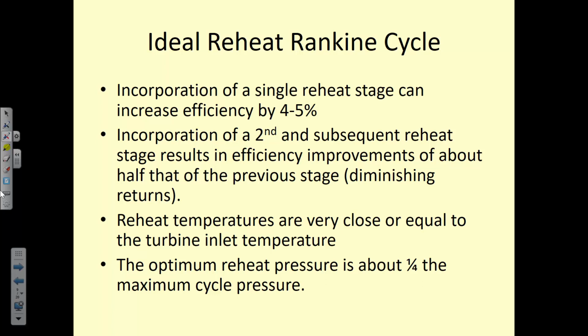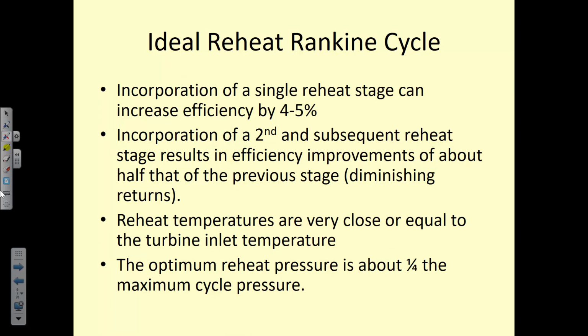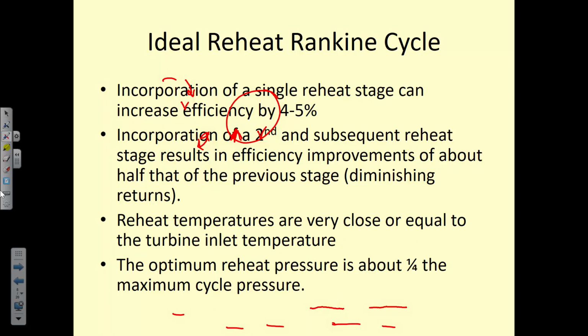When we reheat the steam coming out of our first turbine, the temperature going into our second turbine, so the temperature at state 5, is going to be very close to the temperature coming in at state 3. That's ideal. In practice, it's always going to be slightly less because you can't continue to transfer heat when the fluids are at the same temperature. So for optimal heat transfer, it ends up being slightly less, but in practice, we often model those at the same inlet temperature. And then the optimum reheat pressure is about 1/4 of the maximum cycle pressure. So when we're looking at the pressure drop between the inlet of this turbine and the outlet of this turbine, it's going to be about 75% and then 1/4 for this turbine.